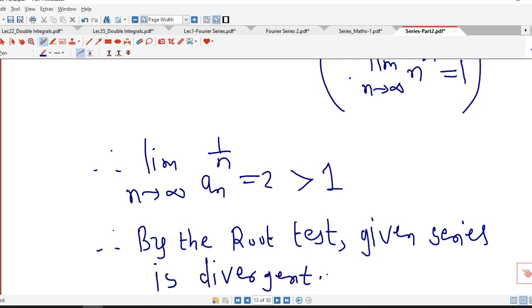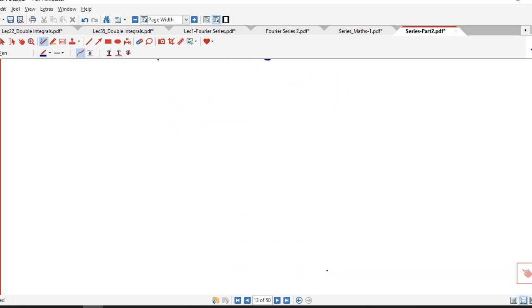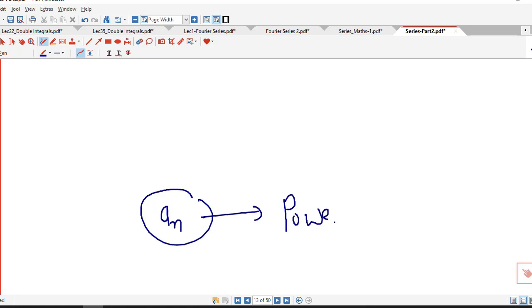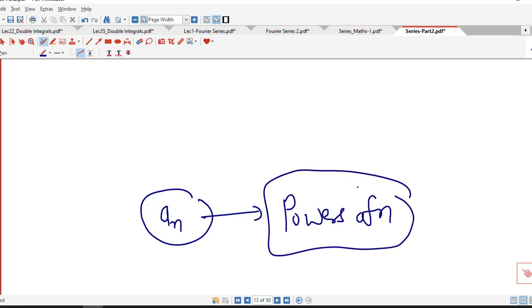So this is a very easy test to check the convergence of a given positive series. Whenever the nth term of our series contains powers of n, then we can try the root test. So this is all about the root test.